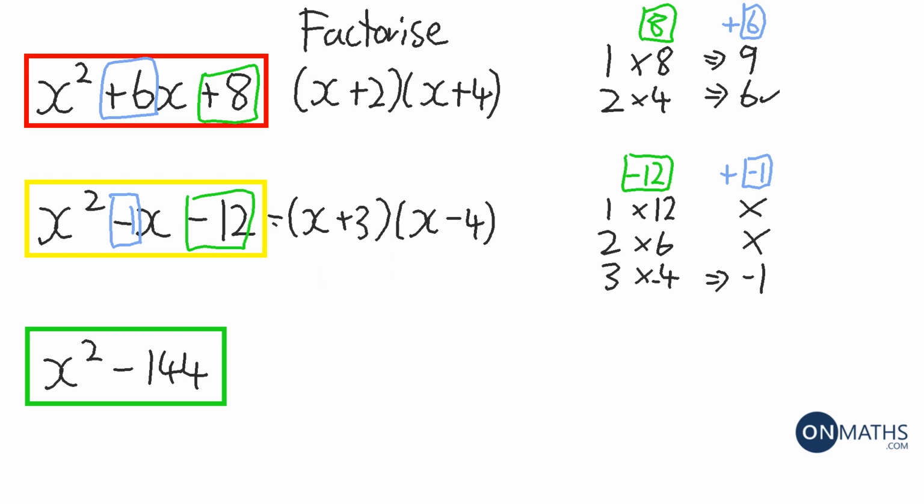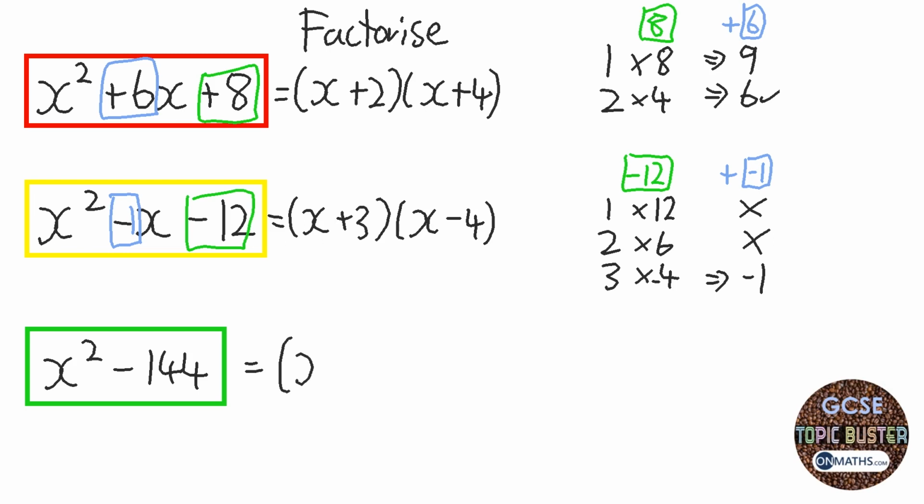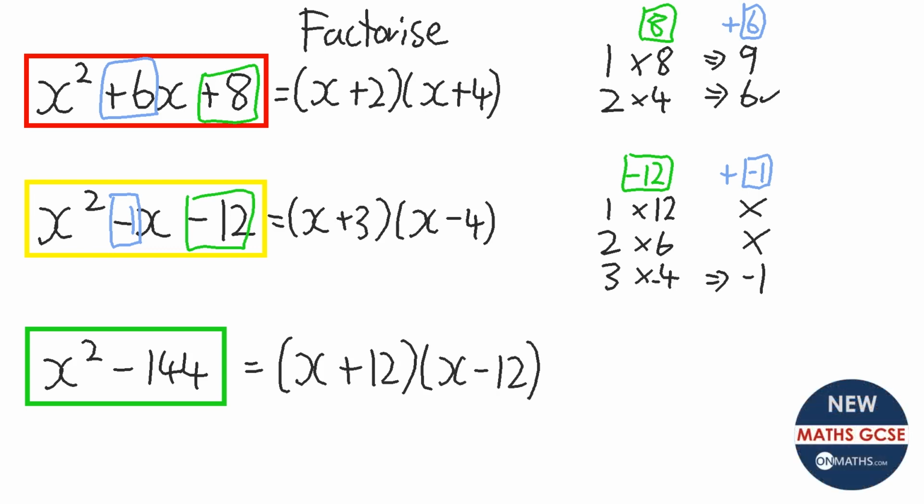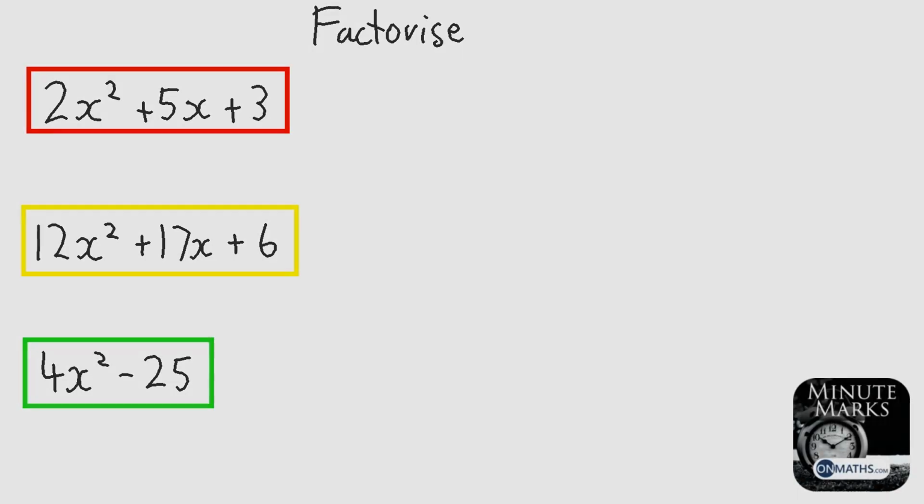Excellent. Okay, let's get my equal signs in there as well. And this one's just difference of two squares, so it's going to be x plus the square root of 144, which is 12, and x minus the square root of 144, which is minus 12 as well. Excellent. Okay, let's move on.